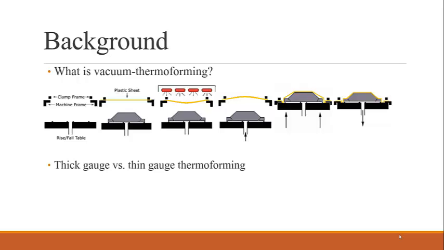Thermoforming, in its simplest terms, is the heating of a plastic sheet, driving a mold up into that sheet, and then using a vacuum to suck the sheet over the mold, thus rendering the desired shape. There are two main types of thermoforming: thick-gauge thermoforming and thin-gauge thermoforming. An example of thick-gauge thermoforming is the dashboard of cars, and an example of thin-gauge thermoforming is disposable plastic cups.